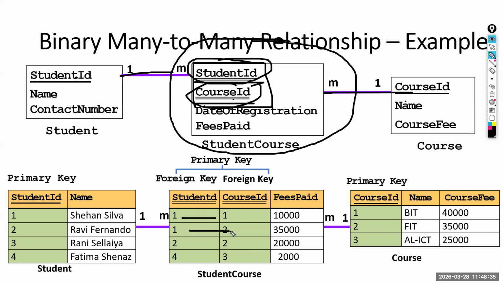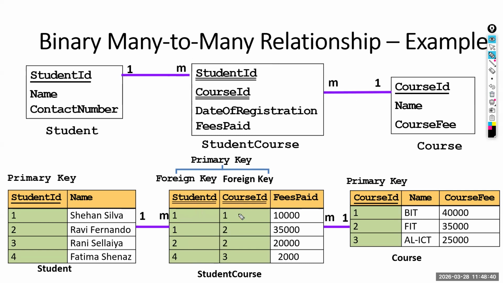Then this combination is what becomes unique. You can't have 4-3 again. So this means student 1, that is Shehan Silva, has paid 10,000 for BIT. The same student, Shehan Silva, has paid 35,000 for FIT. Ravi Fernando has paid 20,000 for FIT. That is a total fee. So then you can't have the same combination again.